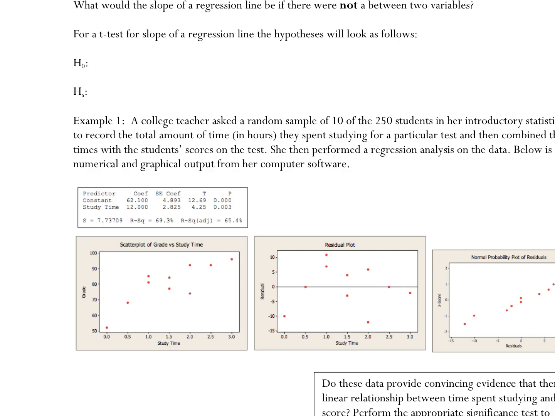Okay. So the first thing I might do, as you can see, we have a scatter plot and a residual plot. We'll talk about the normal probability plot when we check our conditions. And we also have these summary statistics right here. Okay, so I want you to imagine I gave you this.